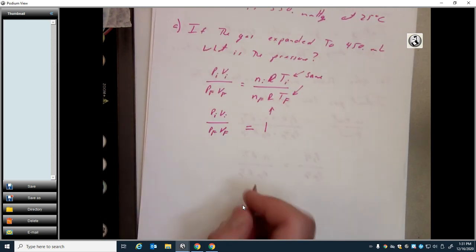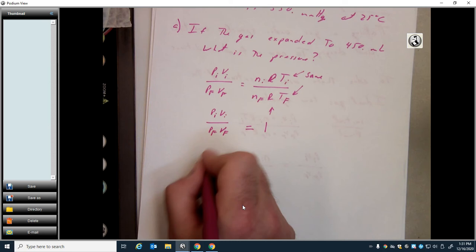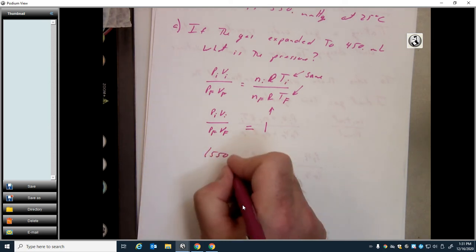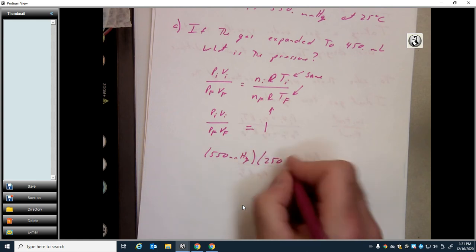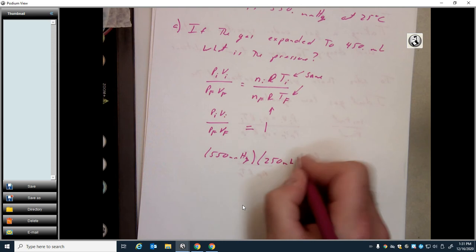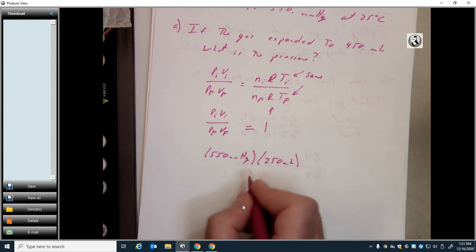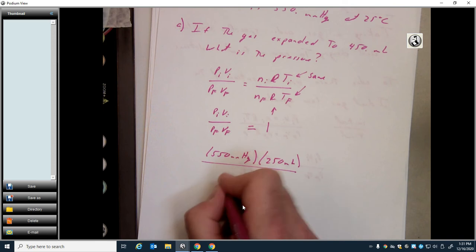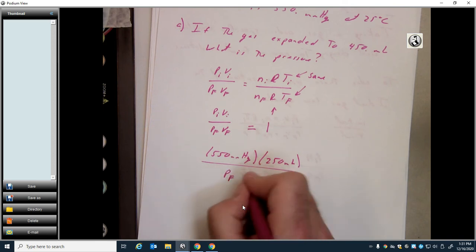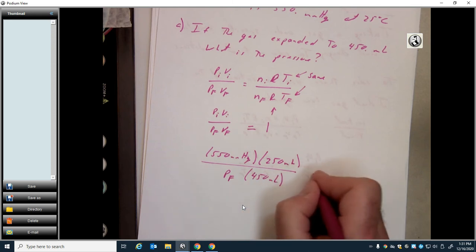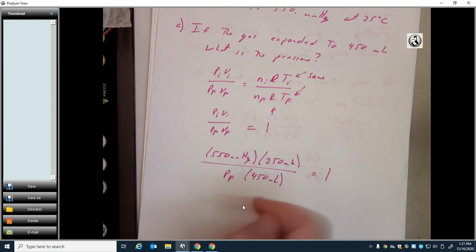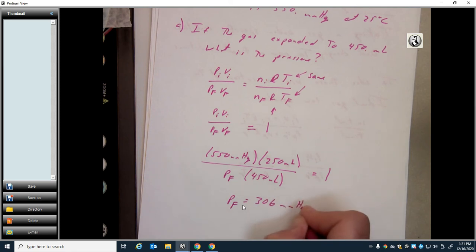So now you can just substitute: 500 millimeters of mercury times 250 milliliters over P final times 450 milliliters. That whole thing equals 1. So when I do this math, P final equals 306 millimeters of mercury.